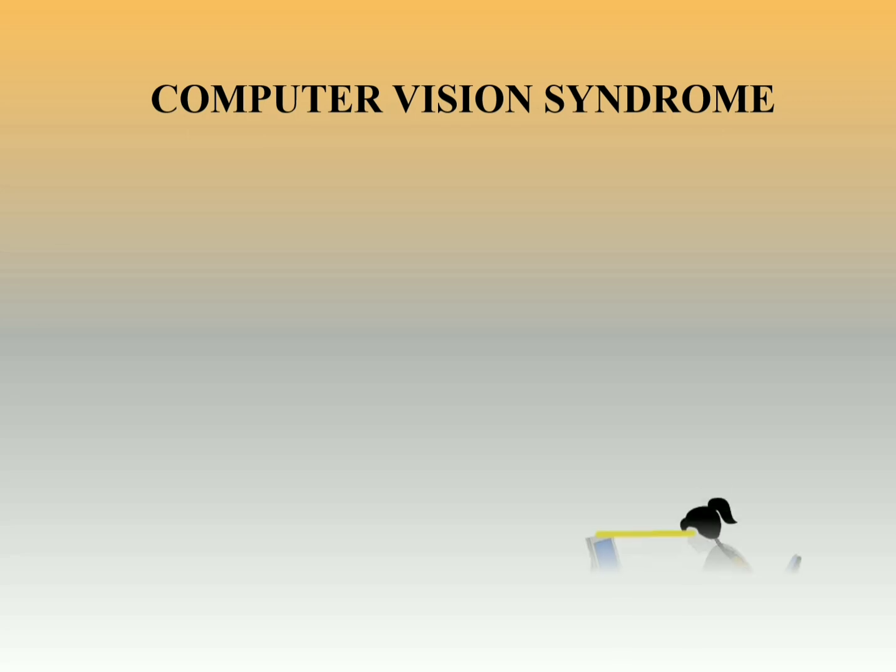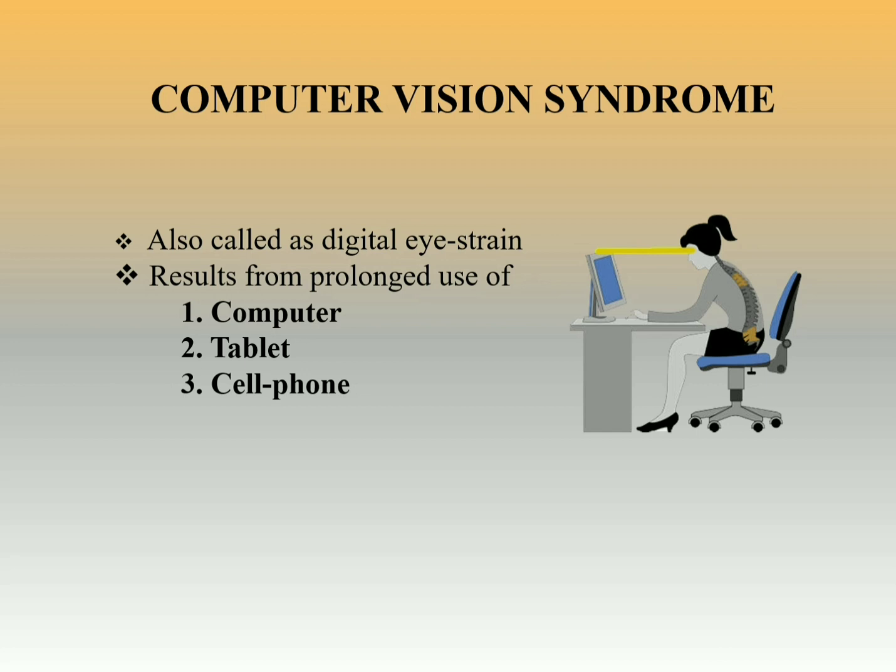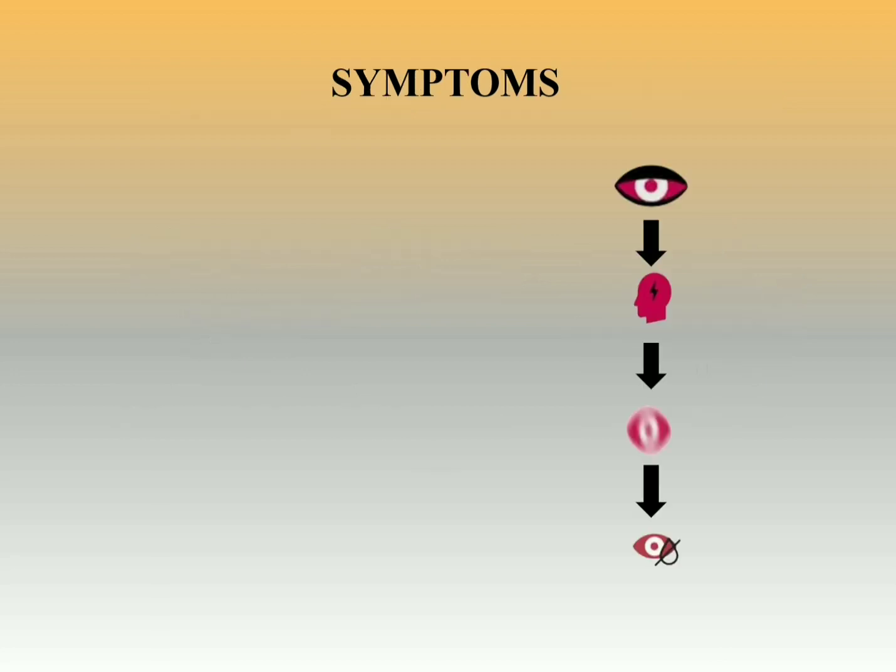Computer vision syndrome. Computer vision syndrome, also referred to as digital eye strain, describes a group of eye and vision related problems that result from prolonged computer, tablet, and cell phone use. The level of discomfort appears to increase.